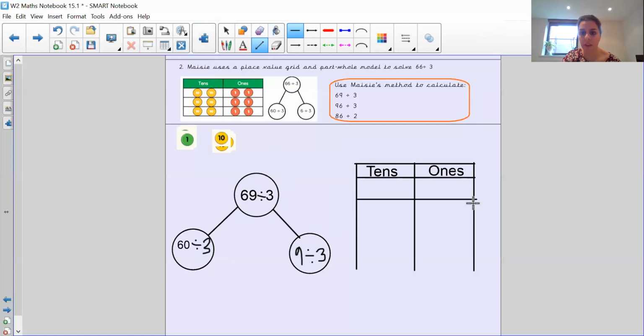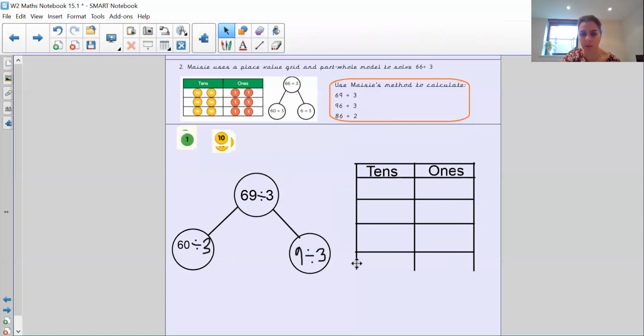Good. If you said 3, fantastic. That's how many I'm dividing it by. If you look at the top, if my question says divided by 2, I'll only need 2 rows. So I need 3 rows for this. Now I've made these lines a little bit too long. So if you've done that, you can just rub them out if you have a rubber.